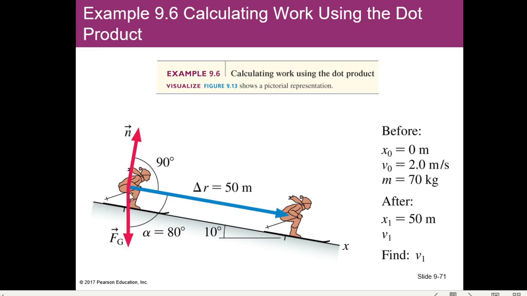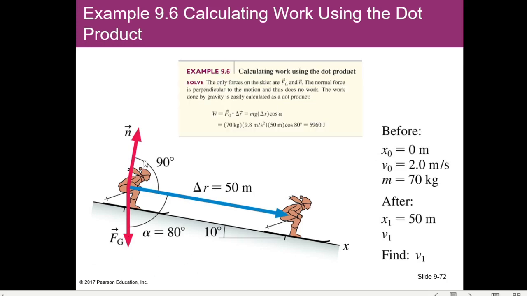Okay, so what we need to do is dot this force into this displacement, and that's going to give me the net work done, the total work done, and then that will equal the change in the kinetic energy.